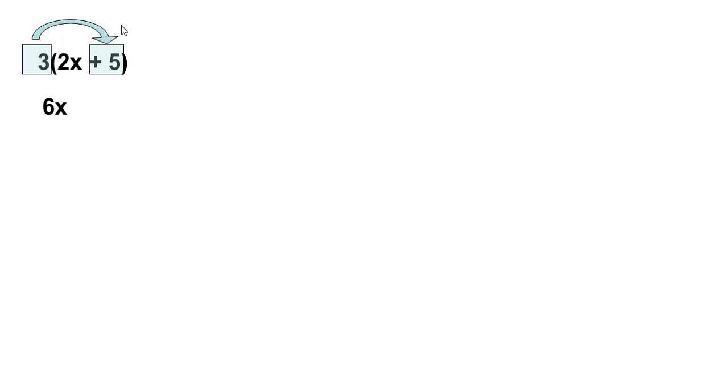Notice how the box includes the plus sign here. This is a positive 5. 3 times a positive 5 gives me a positive 15. Therefore, I put a plus here, plus 15. The sign that I get when I multiply these two terms together tells me what operator I'm putting here, whether it's plus or minus. And this is the simplified form of this expression, since we can't combine 6x and 15. They're not like terms. They don't have the same last name.